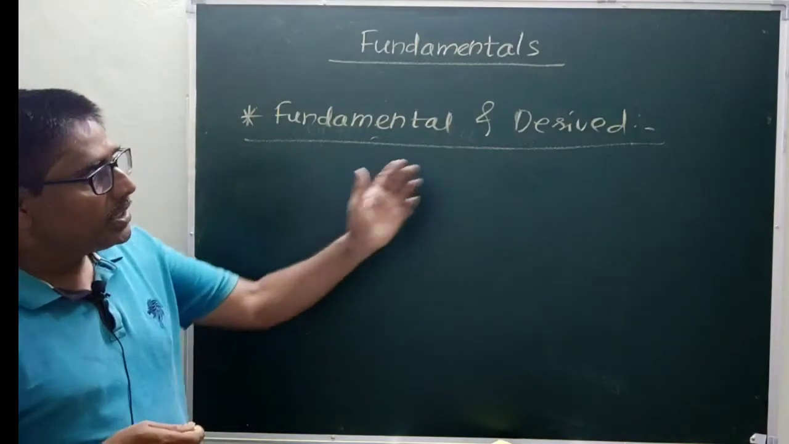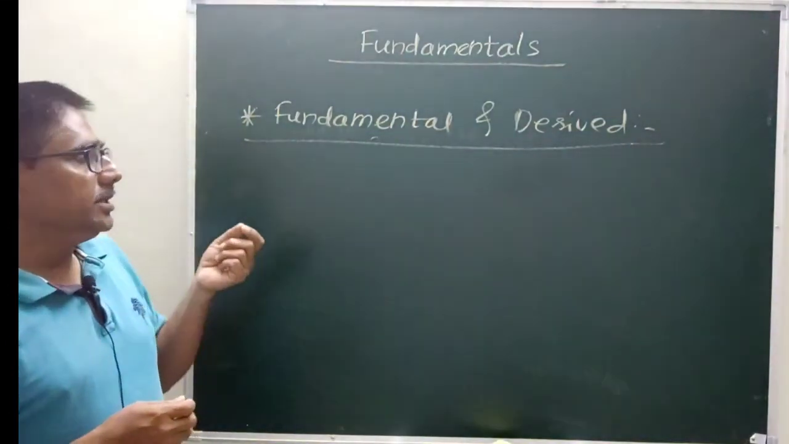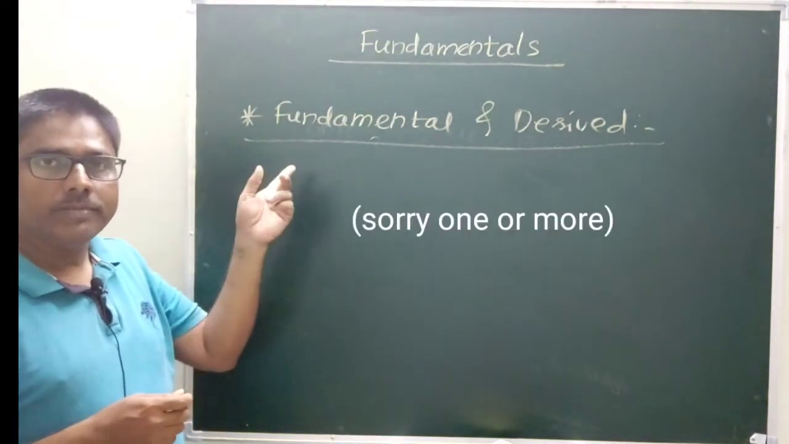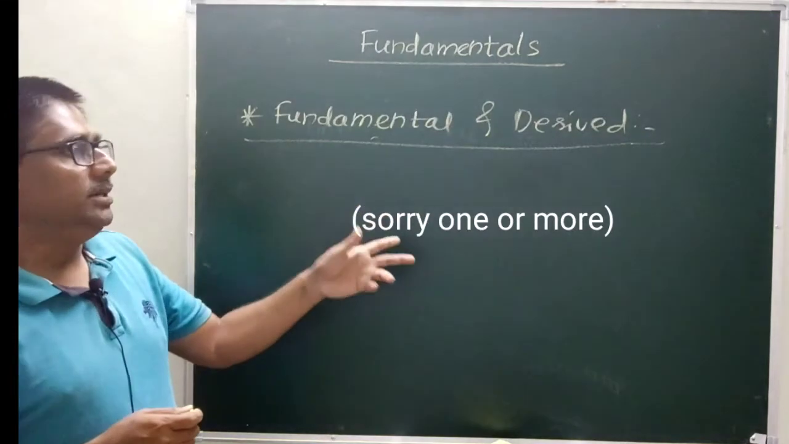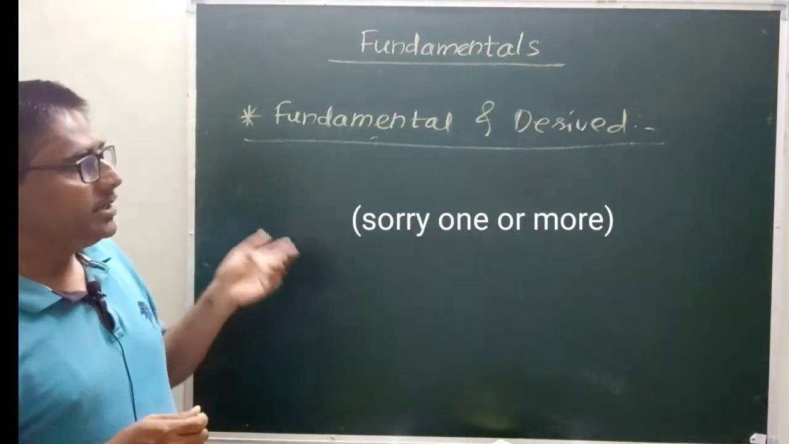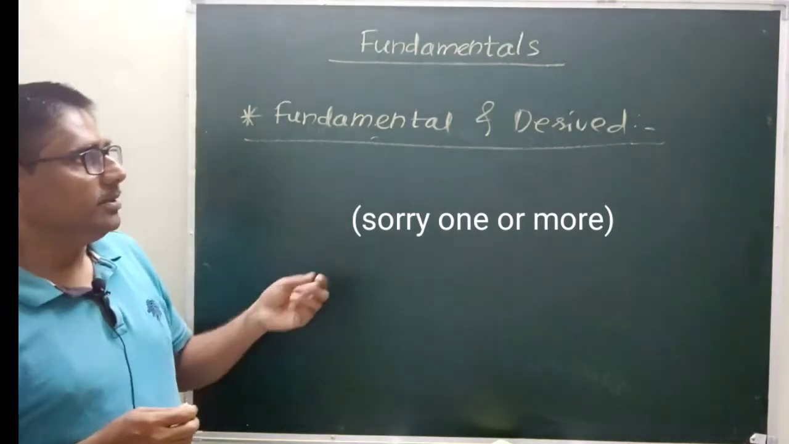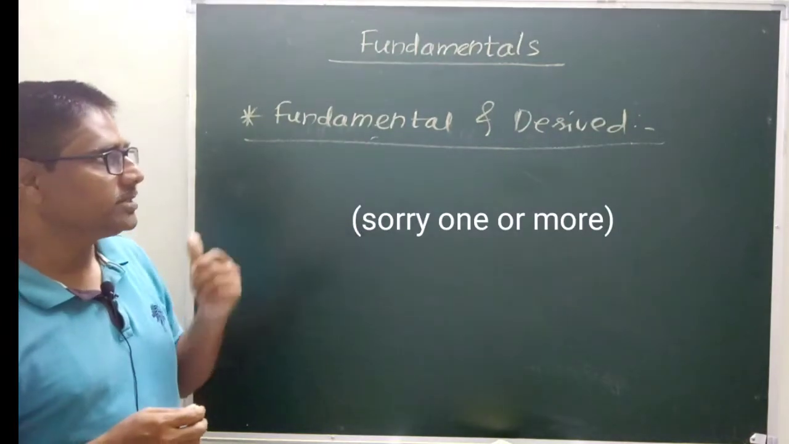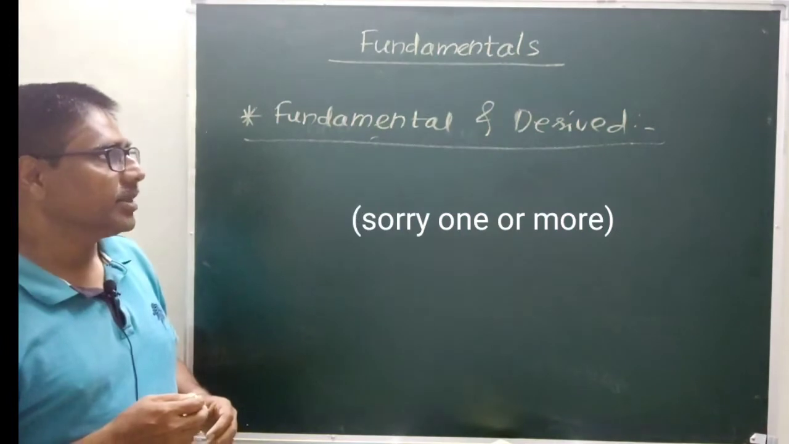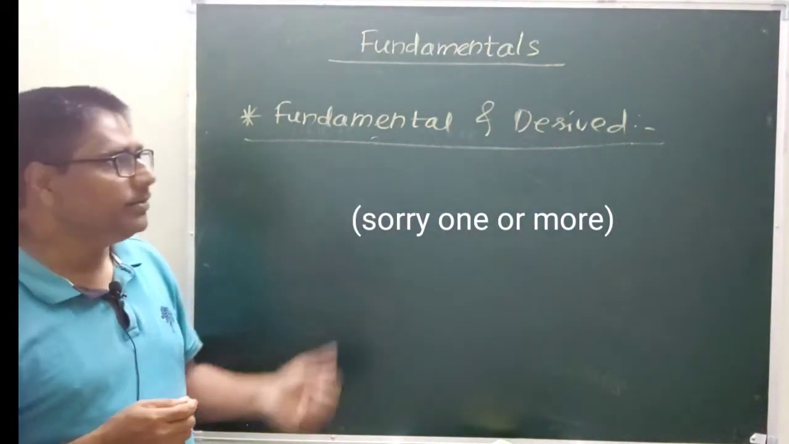Then what are derived physical quantities? If the physical quantity is derived from two or more fundamental quantities, then it is known as derived physical quantity, and their units are known as derived units, like force, velocity, acceleration. All these are derived physical quantities because these are derived from two or more fundamental units.